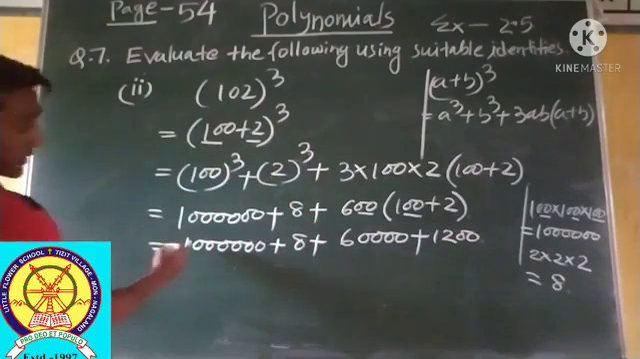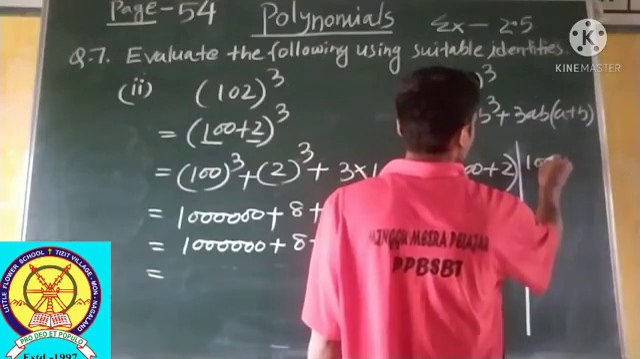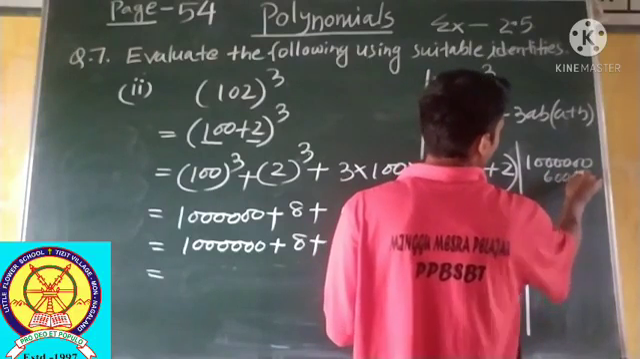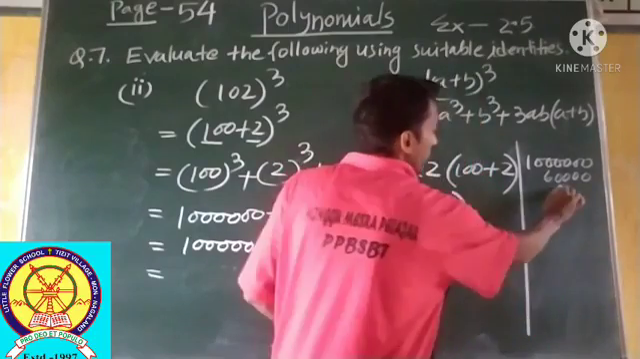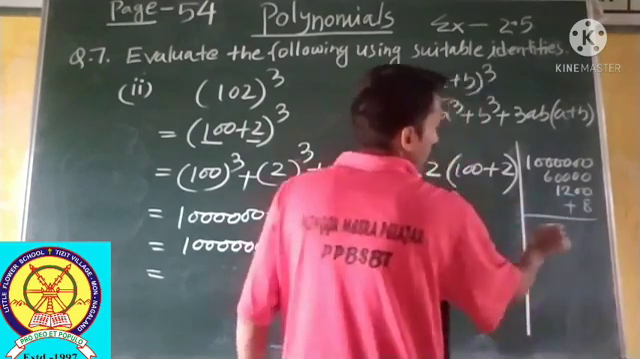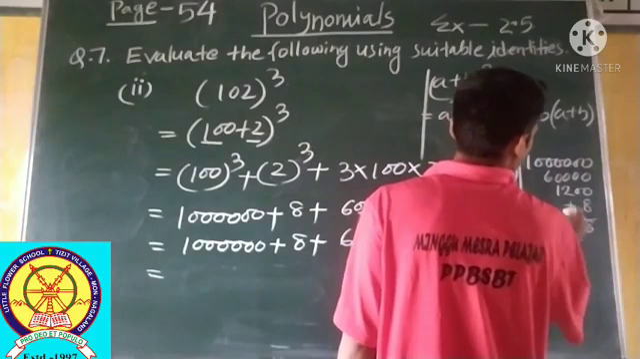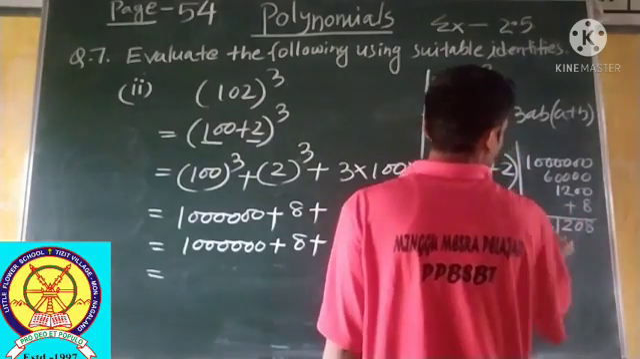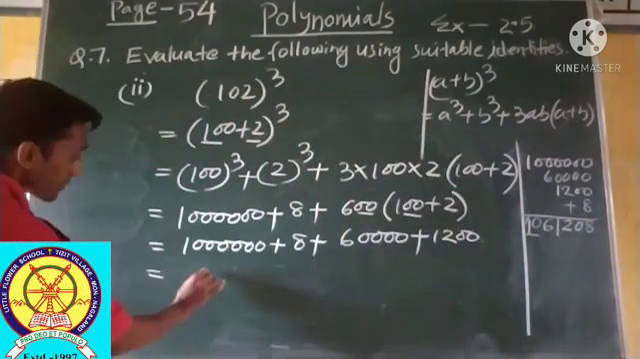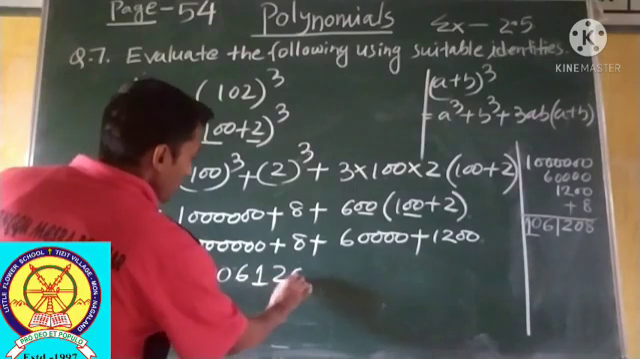So now you see all the digits are positive, so directly you add all of this: 1000000, then you add 60,000, then 1200, then 8. Adding digit by digit, we get the result: 1061208.